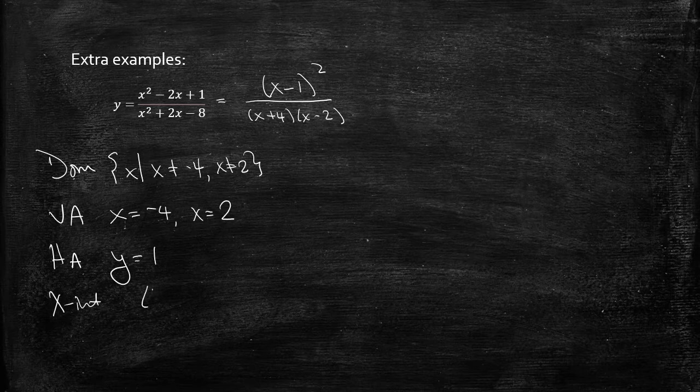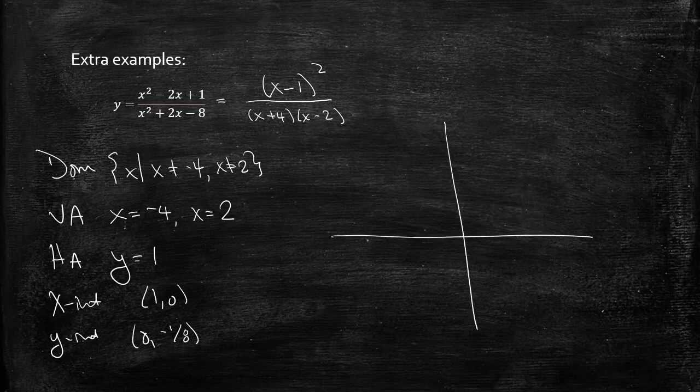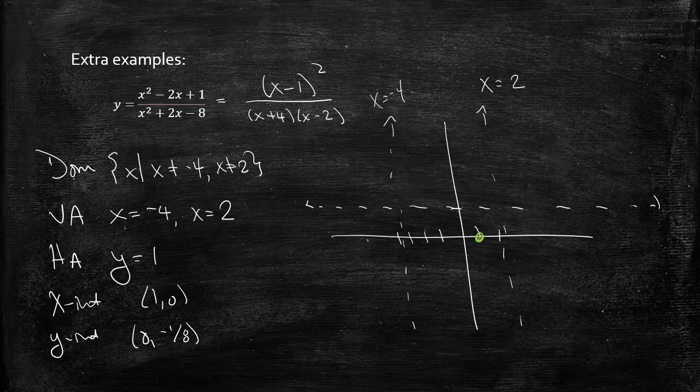x-intercept 1, 0, y-intercept 0, negative 1/8. So here's our asymptote at x equals negative 4, another one at x is equal to 2. Let's see, I'll put in the horizontal asymptote at y equals 1. Okay, 1, 0 is our x-intercept, 0, negative 1/8 is our y-intercept.